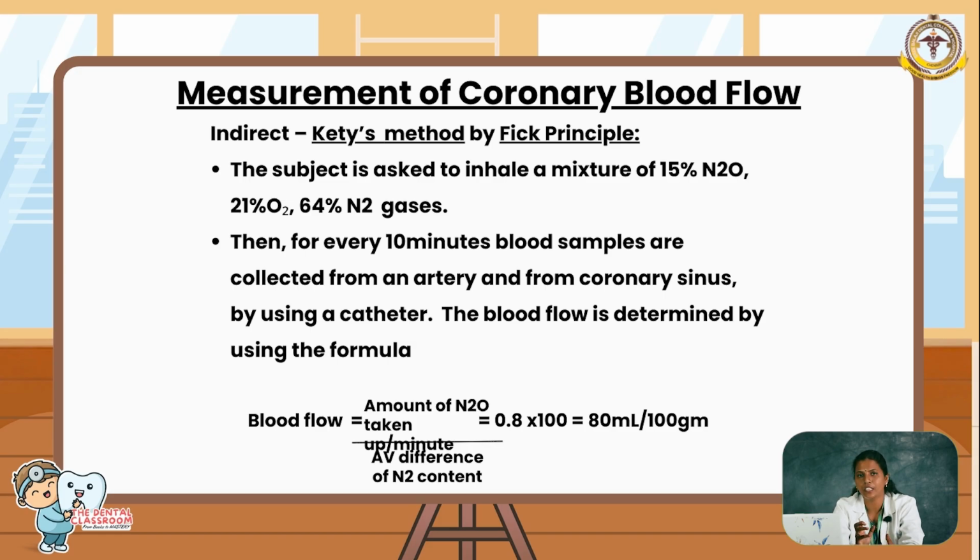So you actually ask the subject to take a mixture of gases comprising nitric oxide, nitrogen and oxygen. After taking this, every 10 minutes you keep measuring the gaseous concentration present in your coronary blood flow, and you measure it using the Fick principle formula. It is nothing but the amount of nitric oxide taken up per minute divided by the AV difference of the nitrogen content, that is equal to 0.8 into 100 ml, that is equal to 80 ml.